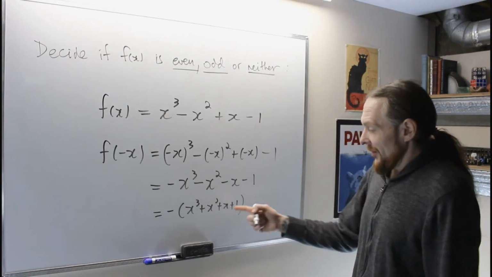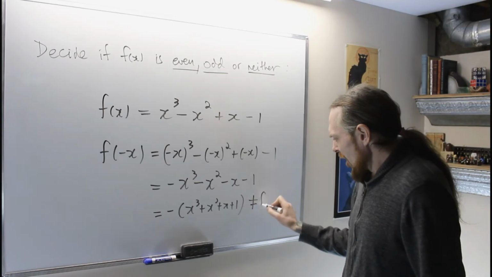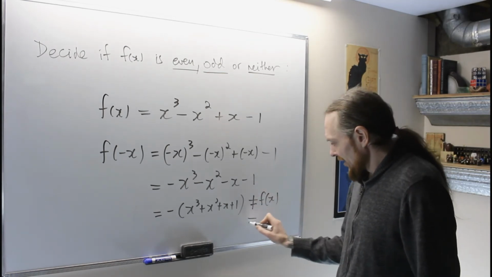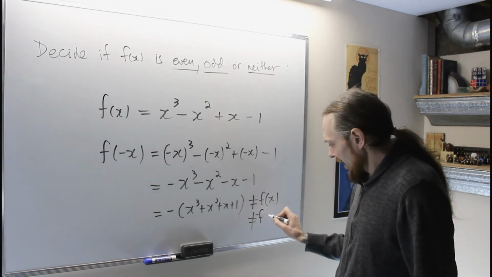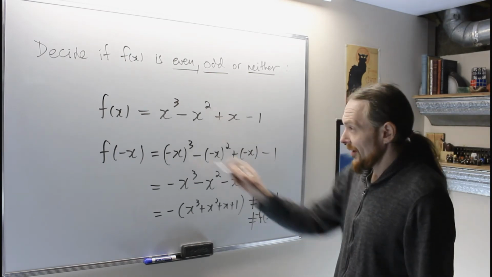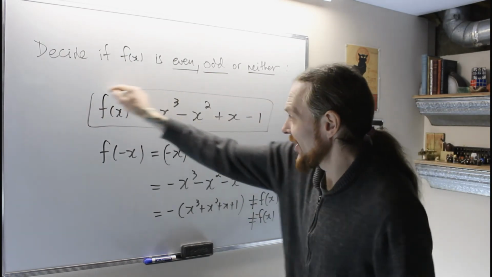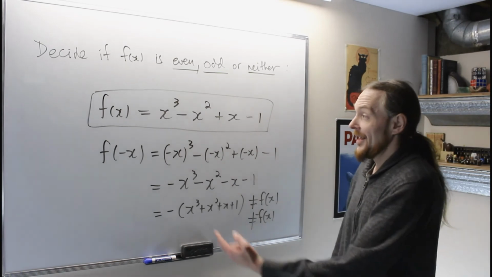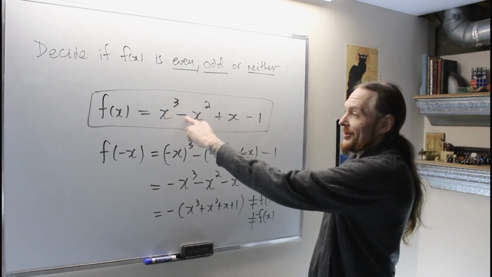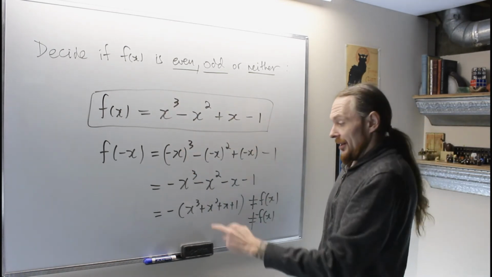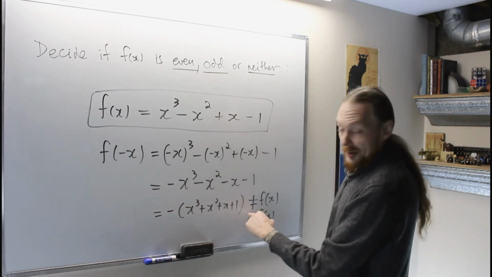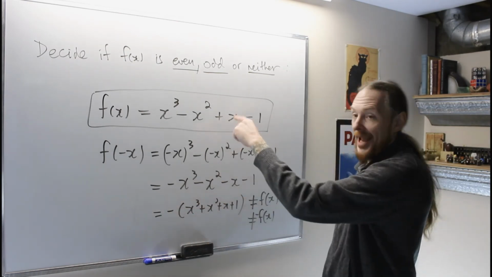But now here's what I'm going to do. I say that's not equal to f of x, and then they'll say that's also not equal to negative f of x. How do I know that? Well, I have f right here. So I go and I look at it for a second, and I say my original f has 2 negative terms. This one has all negative terms, so it can't be f of x.